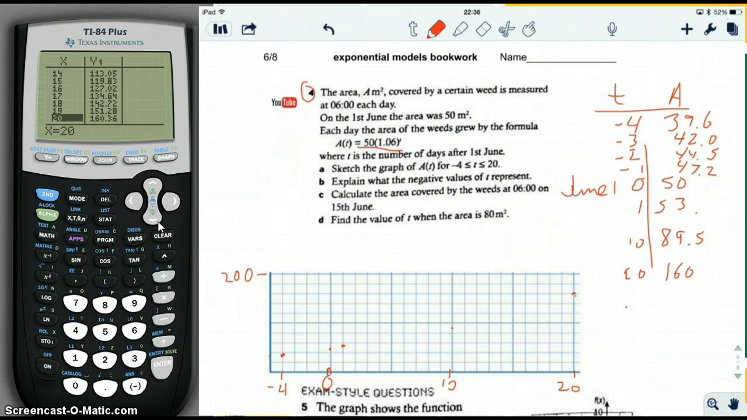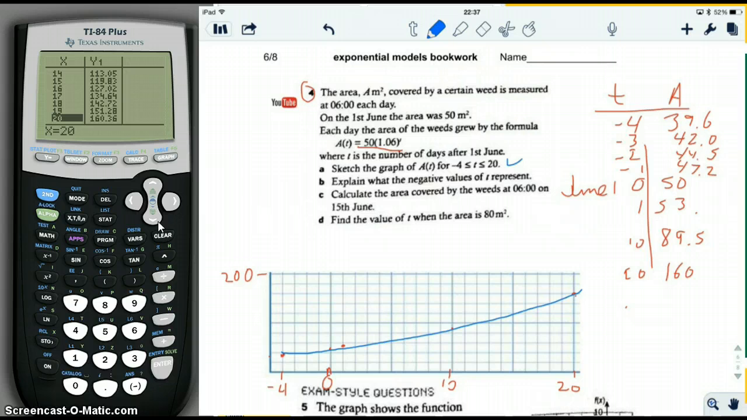Okay. So let's draw a line through all that. Okay, about like that. No, that's not very good, but let's try one more time. Kind of like that. Okay, so that's the graph.